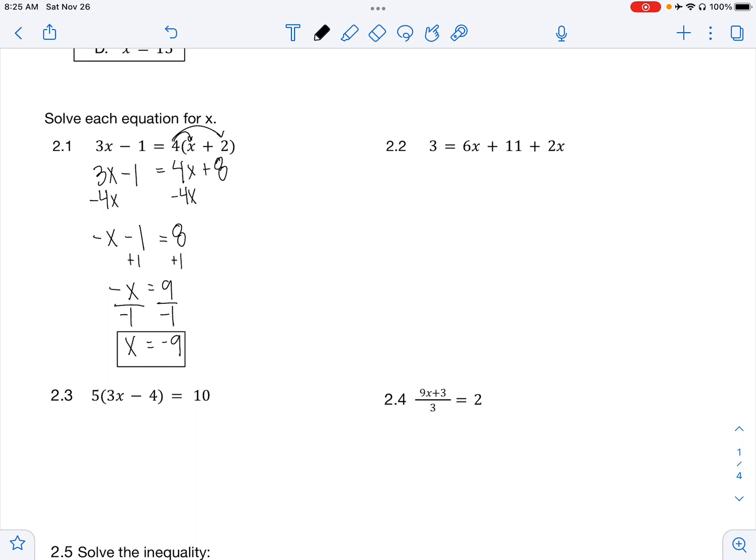Okay, on number 2.2, I notice that this 2x and the 6x are on the same side, and I can combine them. So I get 3 equals 8x plus 11. I can combine them because they both have x's. I'm going to subtract 11. So I get negative 8 equals 8x. Divide by 8. Negative 1 equals x.